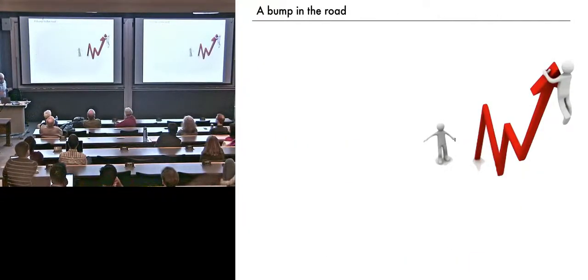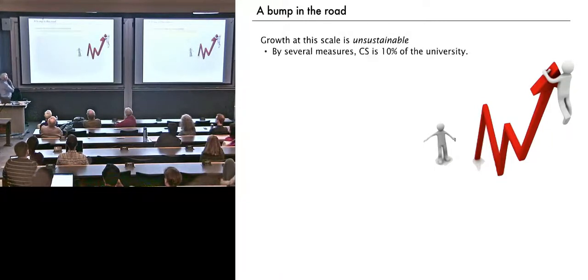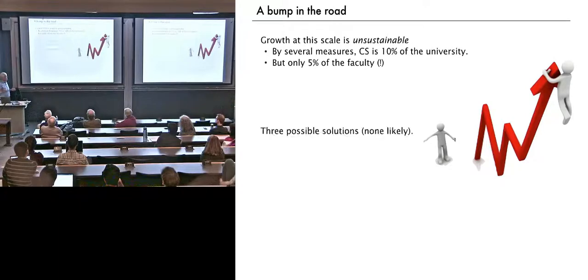But this points out a problem in that nobody could sustain growth at this scale. We created a problem with our success. So if you look at the number of majors or number of enrolls per semester or whatever, at Princeton, computer science is 10% of the university. But we're only 5% of the faculty. Well, how's that supposed to work?